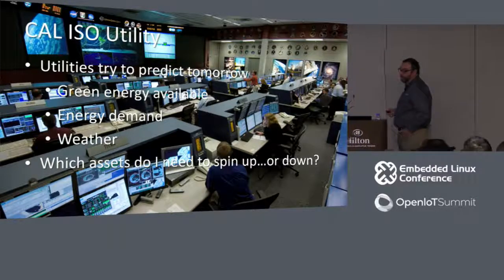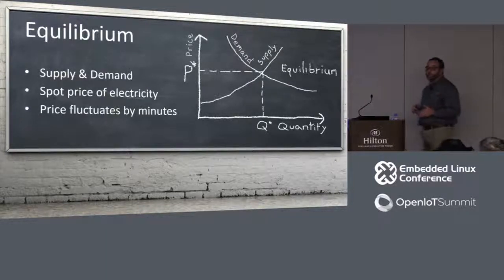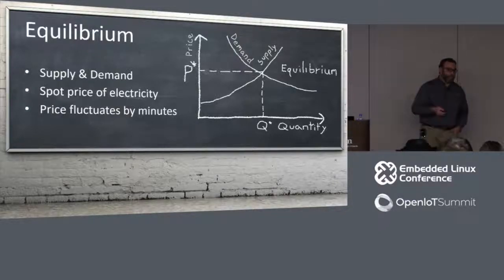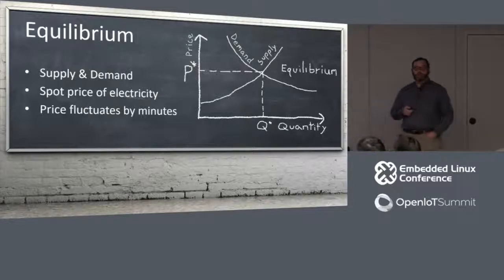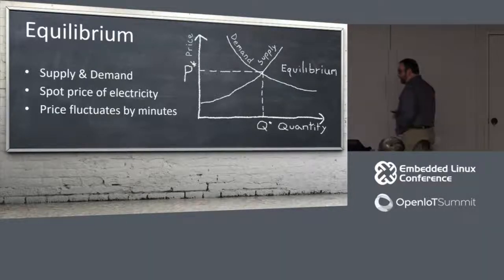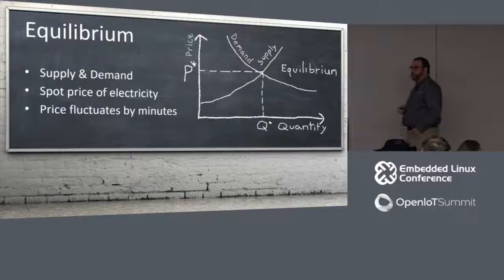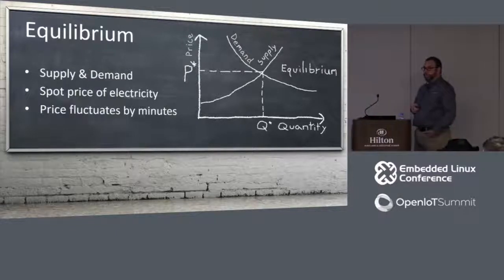So it's a pretty serious problem. Remember though, it's all about that circuit. We're trying to keep supply and demand in equilibrium at any given time. So one of the tools that CalISO has available to them is something called the spot price of electricity, which is just a clever term for a market price. So it's the amount of money per kilowatt hour they pay to our energy producers to actually make and distribute energy for us.